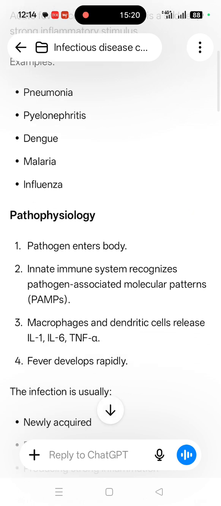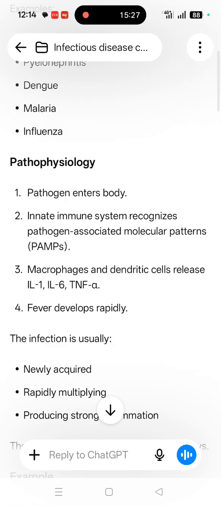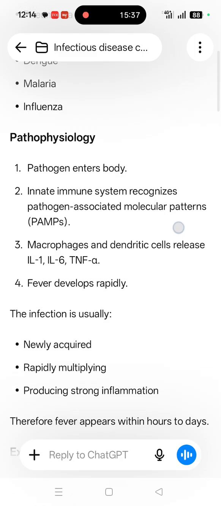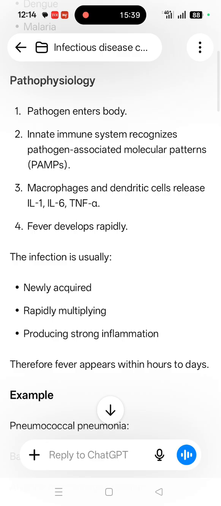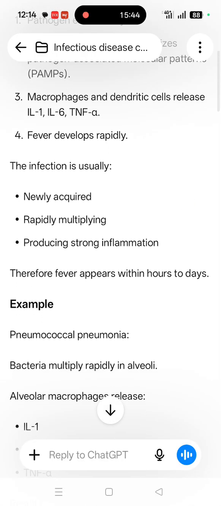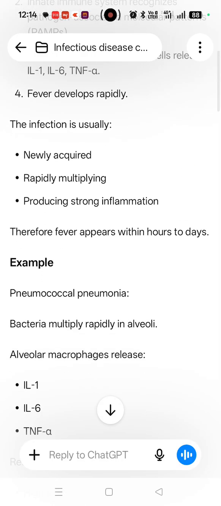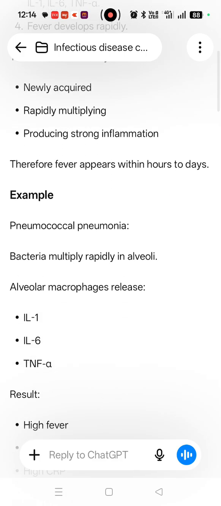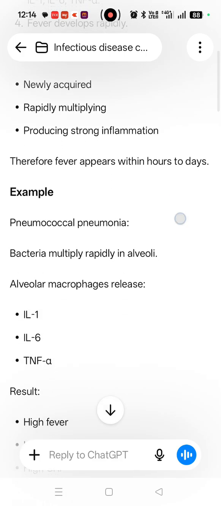Pathogen enters the body, and your immune system recognizes PAMPs, and then the macrophages and dendritic cells release the interleukins, because they want to clear the infection. Then fever develops rapidly. So the infection is usually newly acquired, rapidly multiplying, and produces strong inflammation. So an example is pneumococcal pneumonia.